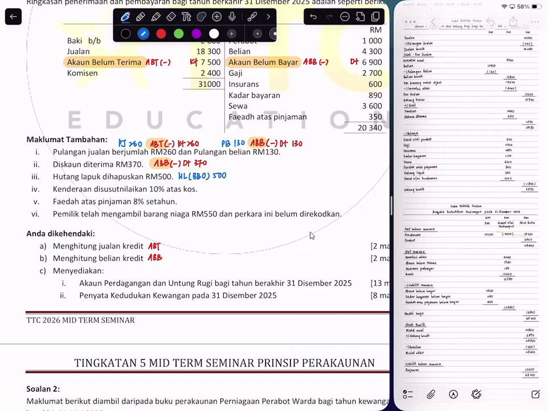And hutang lapuk is affecting ABT, because ABT is gone. You cannot collect your money. So ABT minus by 500 also, which is on the credit side of account kawalan belum terima later.